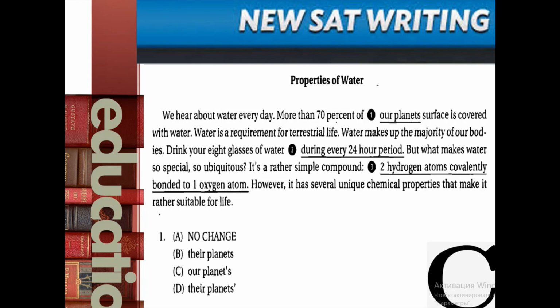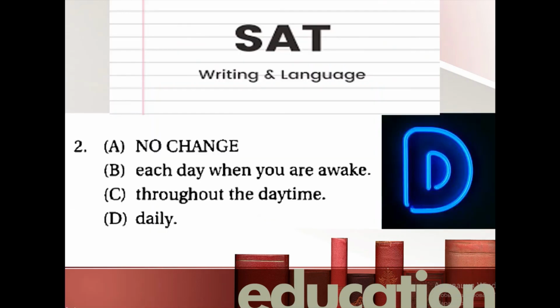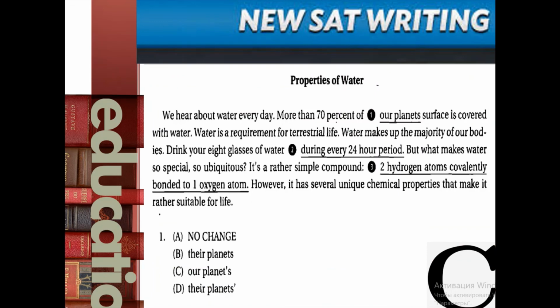Choice A, no change, is correct, since it gives both a specific scientific description and a relevant elaboration on what makes this compound relatively simple: its structure. So which choice provides the most specific and relevant conclusion to the sentence? No change. So here it is: two hydrogen atoms covalently bonded to one oxygen atom. However, it has several unique chemical properties that make it rather suitable for life.